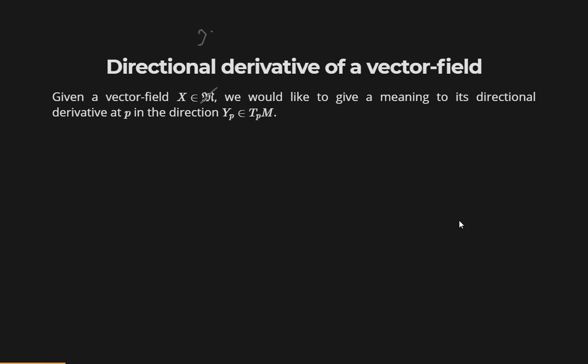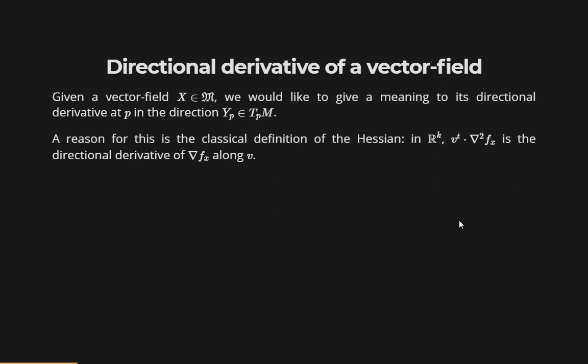that should be Gothic X, but anyway, we would like to give a meaning to its directional derivative at P in the direction given by a tangent vector at P, like we did with functions. With functions, the whole business started by defining the directional derivative of a function on a manifold, on a submanifold of R^n. So taking a curve that had that tangent vector at the point and differentiating the function along the curve.